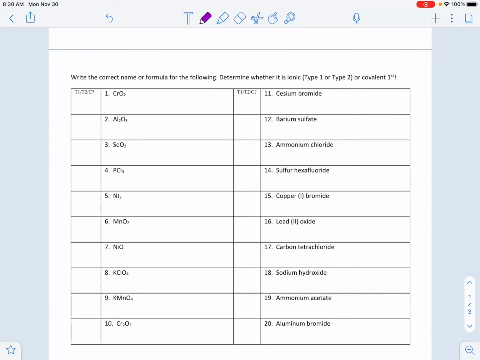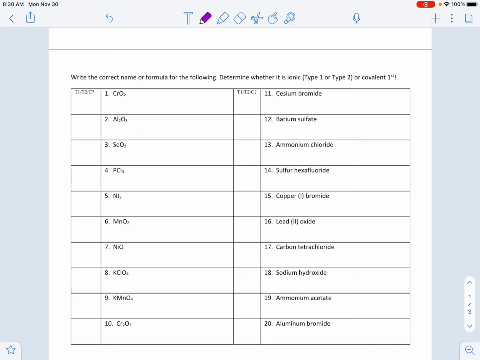Hey students, this video is just meant to help you out with the back of the Ionic and Covalent worksheet. We would actually work a few of these together in class, so I'm going to work through the whole back side of the worksheet. You can work with me for as long as you choose, or if you want to just stay with me the whole worksheet, that's cool too, no worries. We'll try to work through it fairly quickly, but I also want you to understand, remember you can always pause whenever you need to. So let's rock and roll.